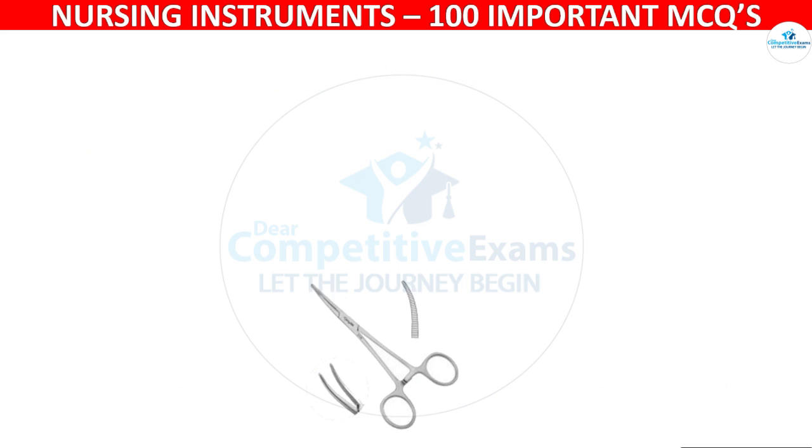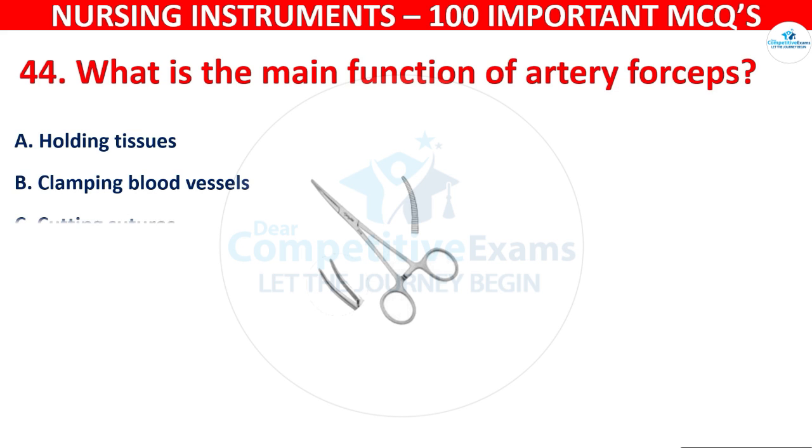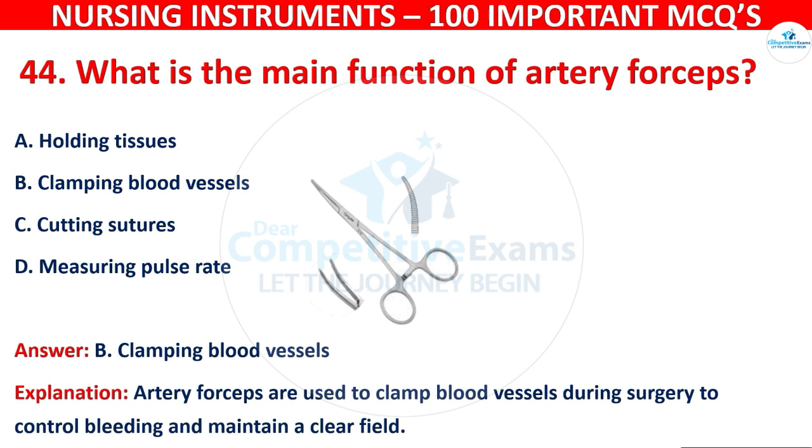Question number 44. What is the main function of artery forceps? Your options are holding tissues, clamping blood vessels, cutting sutures, or measuring pulse rate? The correct answer is B, that is clamping blood vessels. Artery forceps are used to clamp blood vessels during surgery to control bleeding and maintain a clear field.